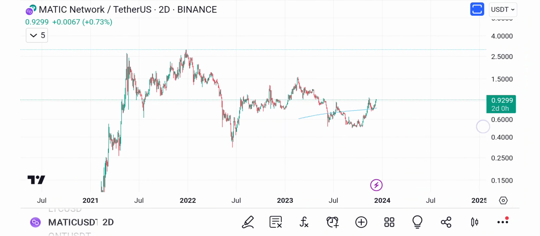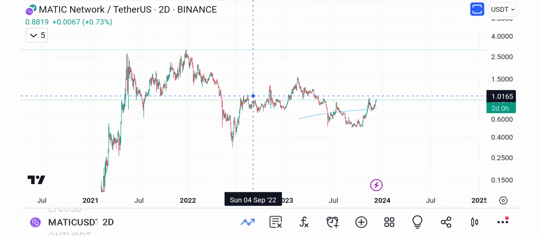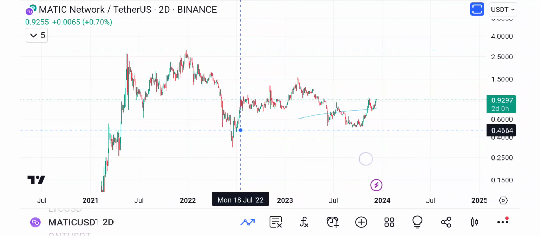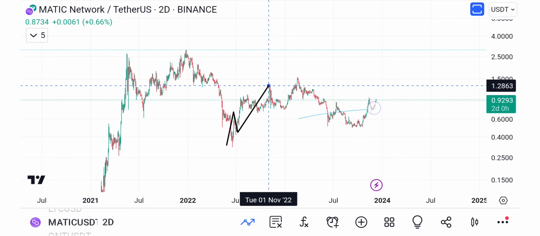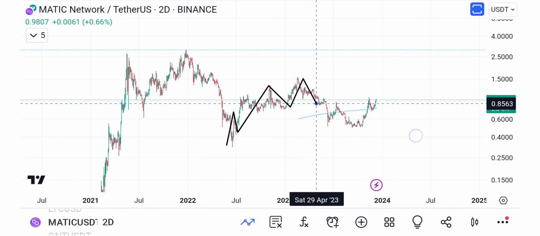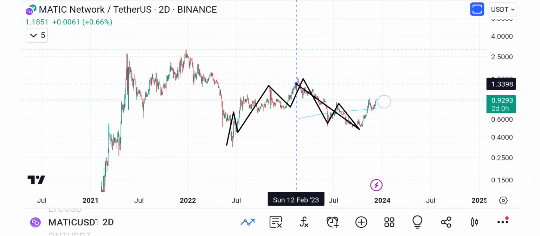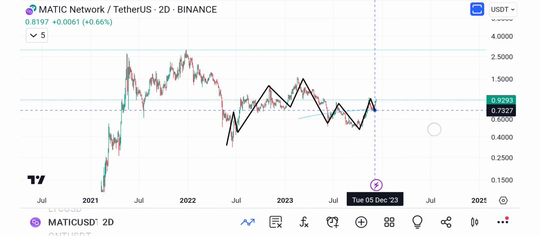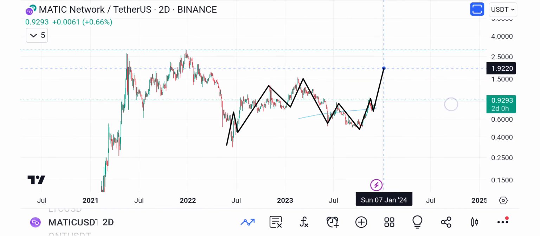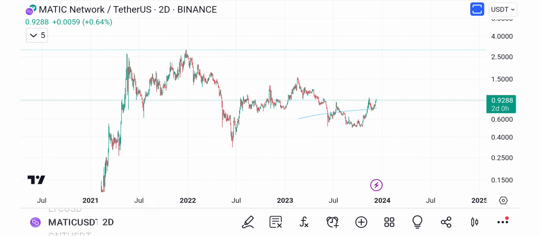So right off the bat, this could be a 1, 2, 3, 4, 5, and this is A, B, C. So this would be 1, 2, and now we're in the third wave, and now this is 1 of the third, 2, 3, 4, 5. That would be wave 3, right? And so on and so forth.